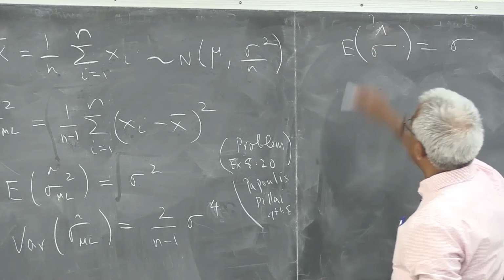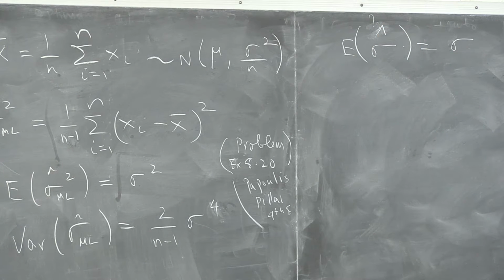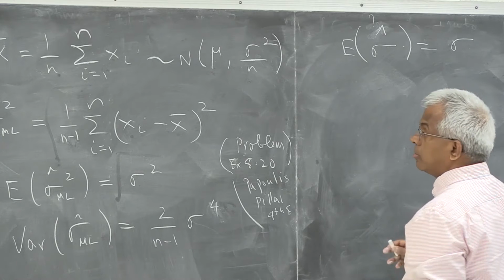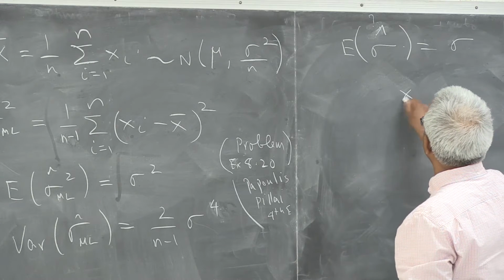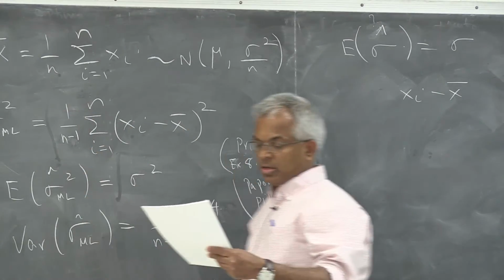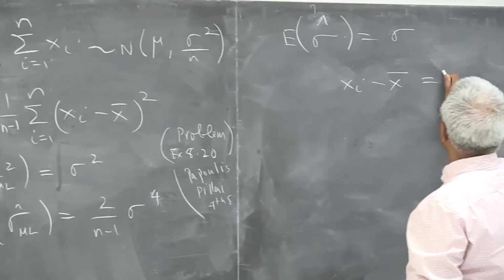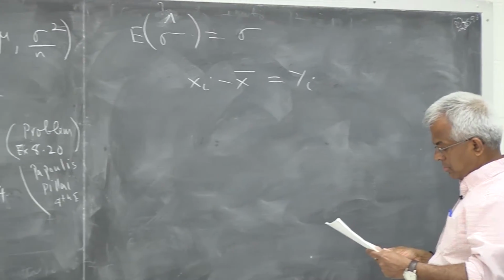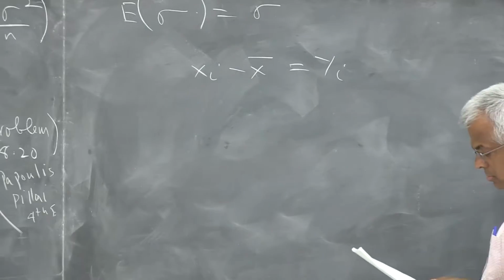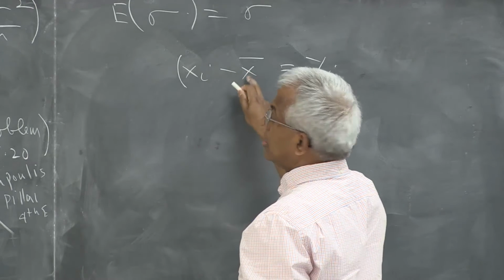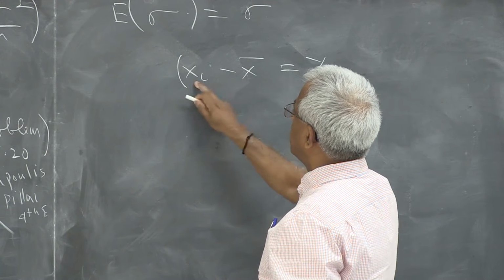So how do we find an unbiased estimator for the standard deviation? Let me start with some observations. Remember, xi minus x bar is a Gaussian. Let me call this yi. Remember, the xi's have mean mu.